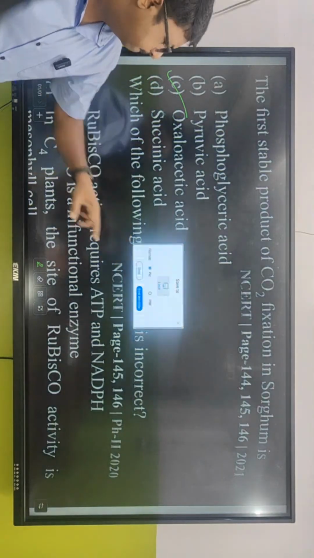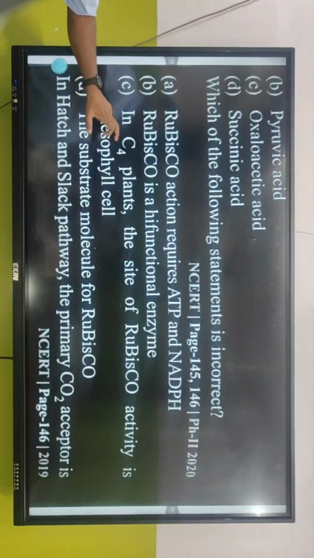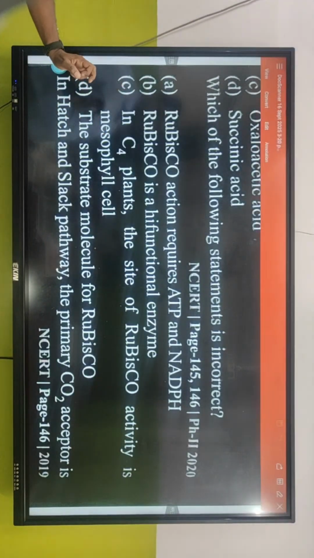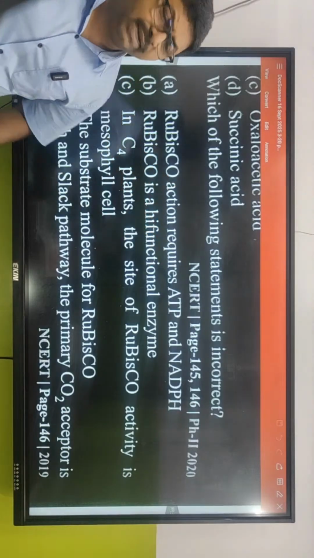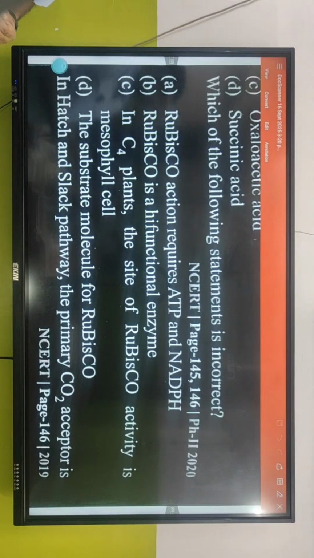Next, which of the following statements is incorrect? Mind you, incorrect, huh? Chalo. A. Rubisco action requires ATP and NADPH2. Rubisco is a high functional enzyme. In C4 plants, the site of Rubisco activity is bundle sheath cell. The substrate molecule for Rubisco. Substrate molecule for Rubisco.